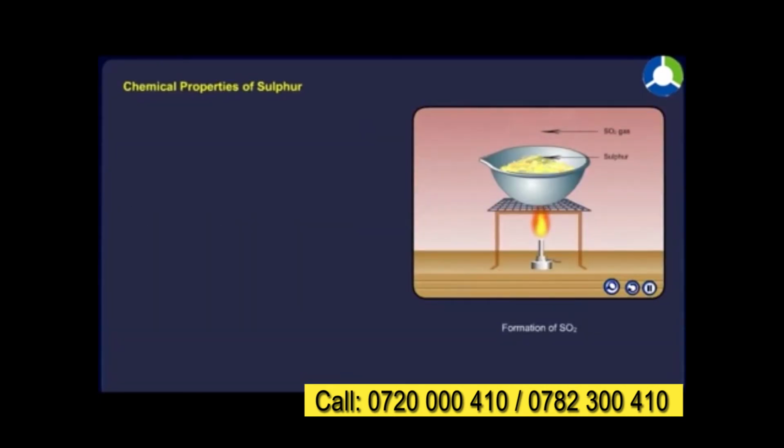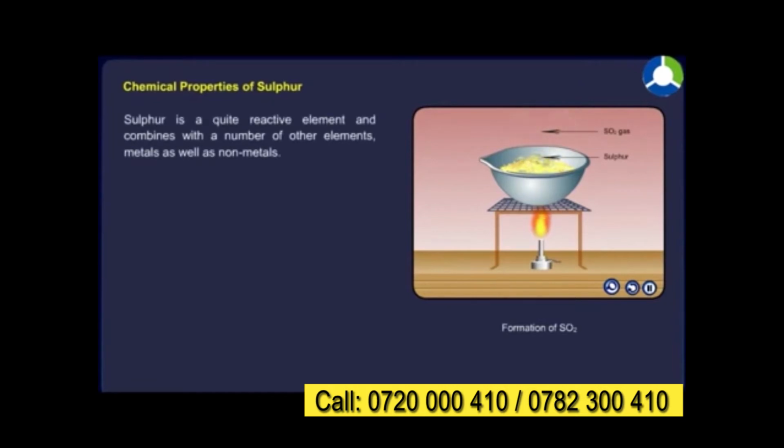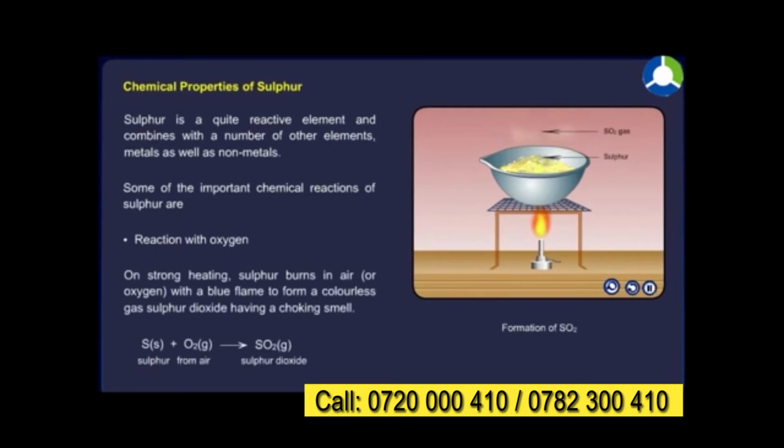Chemical properties of sulfur. Sulfur is a quite reactive element and combines with a number of other elements, metals as well as non-metals. Some of the important chemical reactions of sulfur are: reaction with oxygen. On strong heating, sulfur burns in air or oxygen with a blue flame to form a colorless gas, sulfur dioxide, having a choking smell.